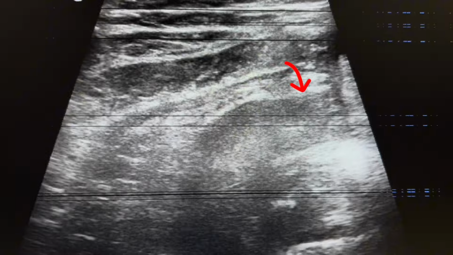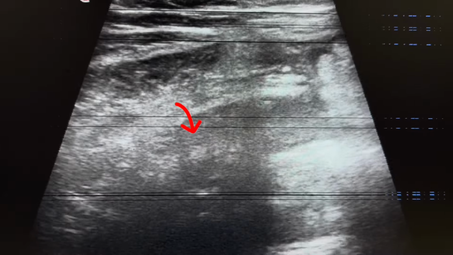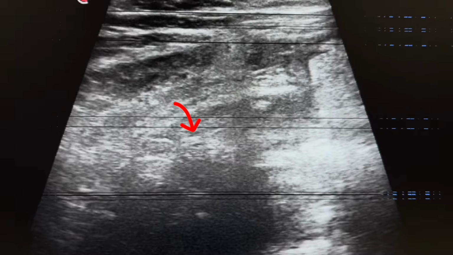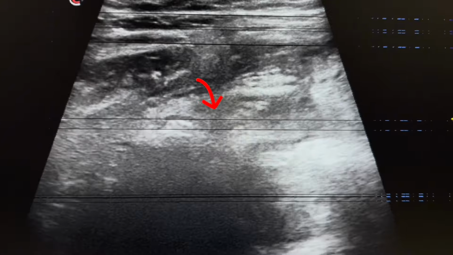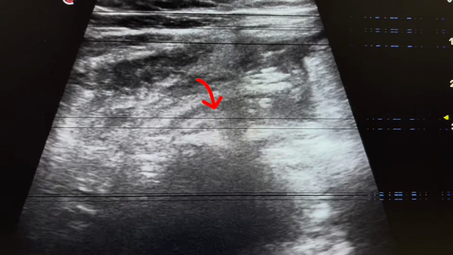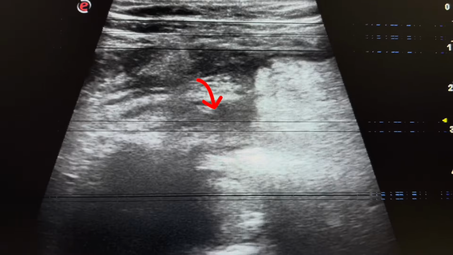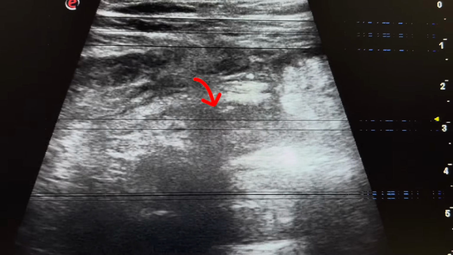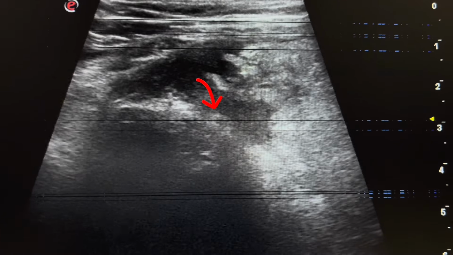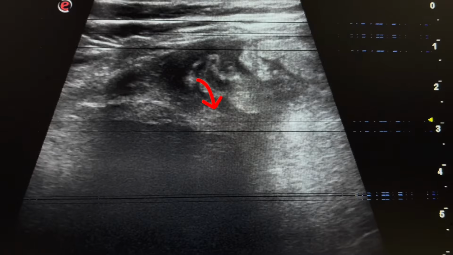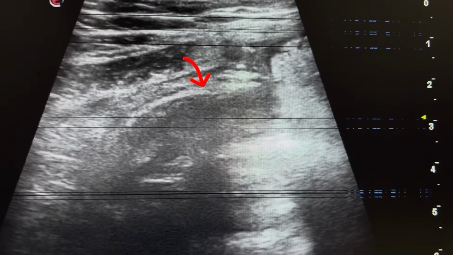Here we see the appendix, which contains fluid and debris. And here we see it is connected with the lesion. Here we see that this lesion is arising from the appendix and continues posterior to the ascending colon to the right hypochondrium and gives the appearance of a hepatic cyst. The patient is feeling severe pain and tenderness at the right iliac region due to this lesion and the inflamed appendix.